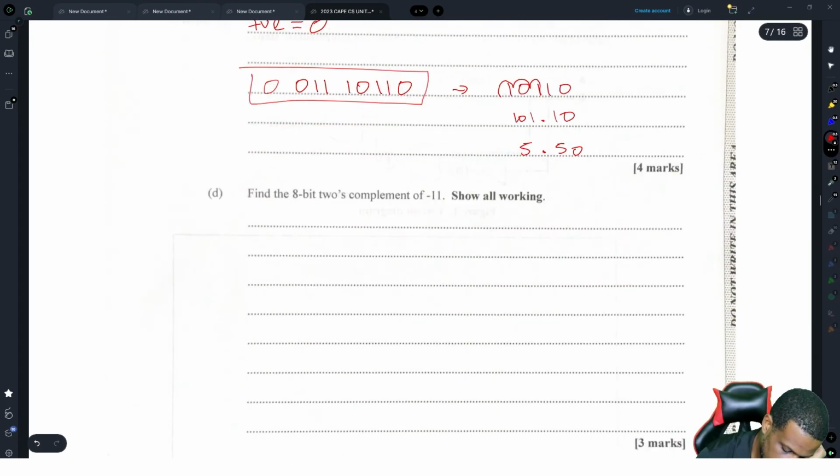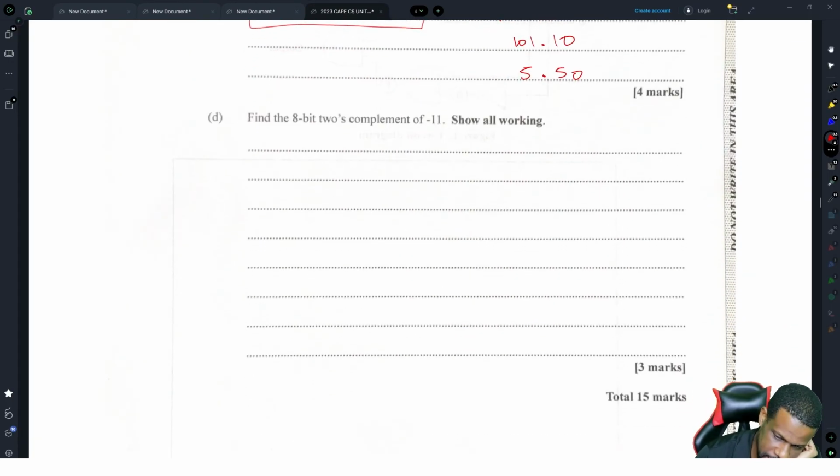But all right, 8-bit 2's complement of -11. So let's go with 11 in binary: 8 plus 4 is 12, 8 plus 2 is 10, plus 1 is 11, right? So that's 11. But it's 8 bits, so you have to put a lot of zeros in front of it. It will be 0, 0, 0, 0, 1, 0, 1, 1, because it's 8 bits.